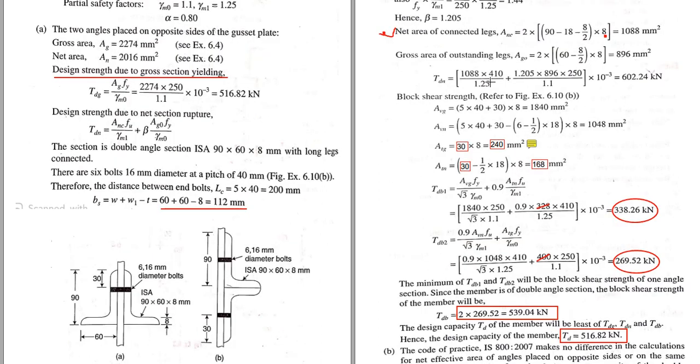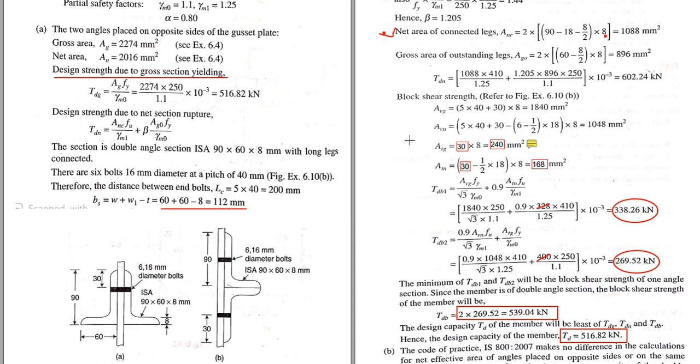So now we can find the design strength due to net section rupture. Okay, so use this formula to find the answer. So it should be 602.24 kilonewton. I hope you can find this.